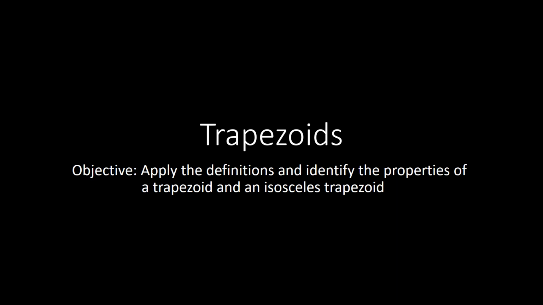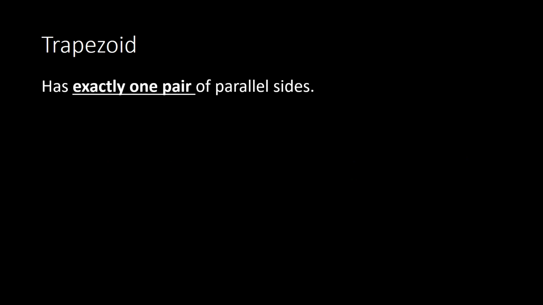In this lesson, you will learn to apply the definitions and identify the properties of a trapezoid and an isosceles trapezoid. Now, a trapezoid, by definition, is a quadrilateral that has exactly one pair of parallel sides. So for example, we have this picture below where the top and the bottom sides are parallel. Because that is the only pair of parallel sides and it's a quadrilateral, this would be a trapezoid.